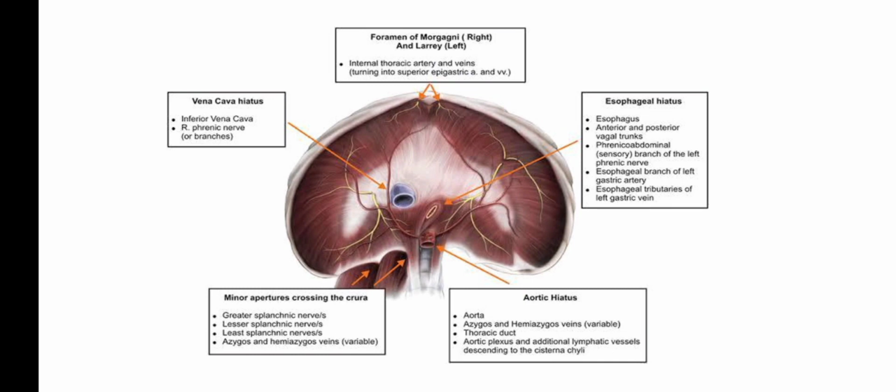So in this picture you can see the 3 major hiatus and their contents. Along with that, there are also some minor openings. Anteriorly there are 2. On the right side we call it the foramen of Morgagni, and to the left side there is a small hiatus of Larrey. So what is the clinical significance of this? The anterior diaphragmatic hernia or the Morgagnian hernia occurs through this, and there is also a posterior hernia, which is called the Bochdalek hernia.